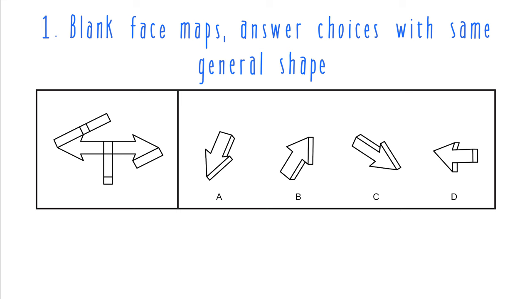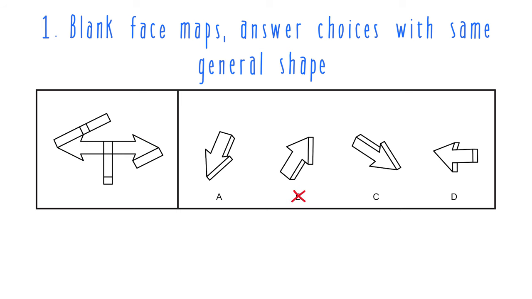These kinds of problems can actually be so simple as to involve just looking at the shape of one face on the map and comparing that to a corresponding face in each of the answer choices. So for ones like this, you want to look for details in that main face. You could, for example, look at the angles of these short edges and eliminate choice B, where they're shown to be straight, instead of at an angle.